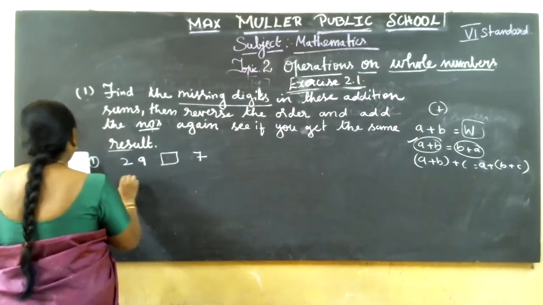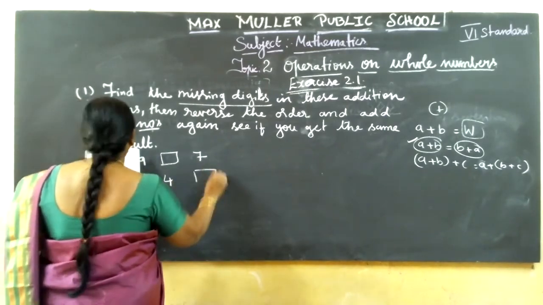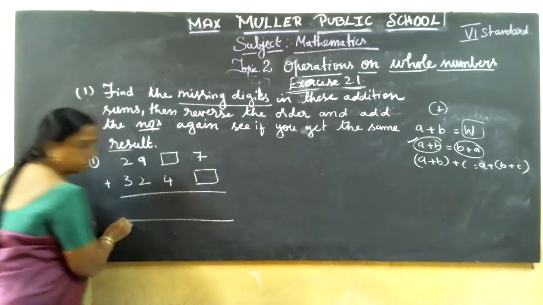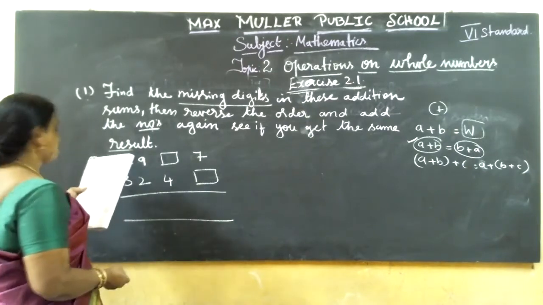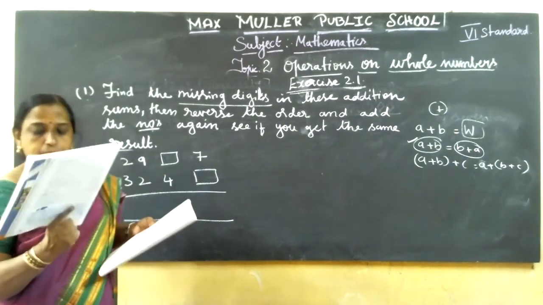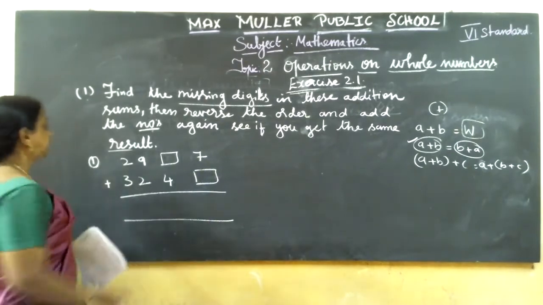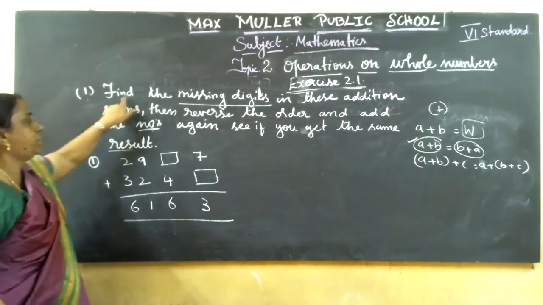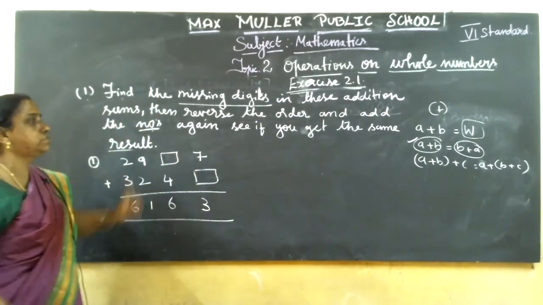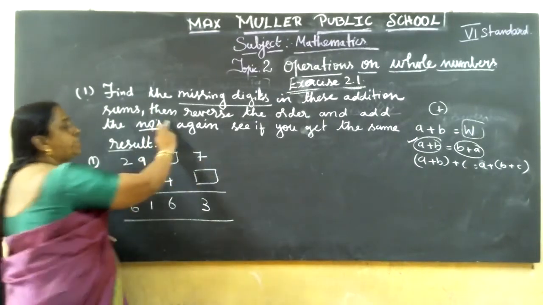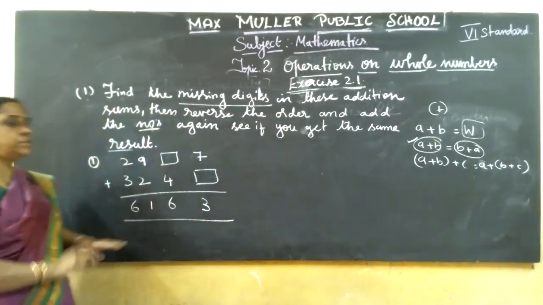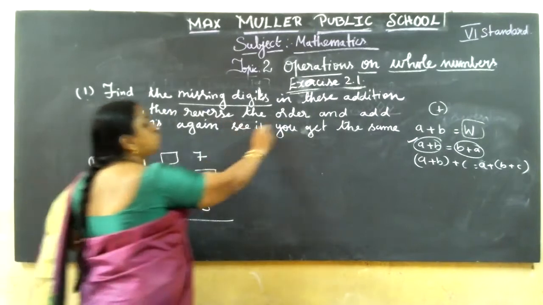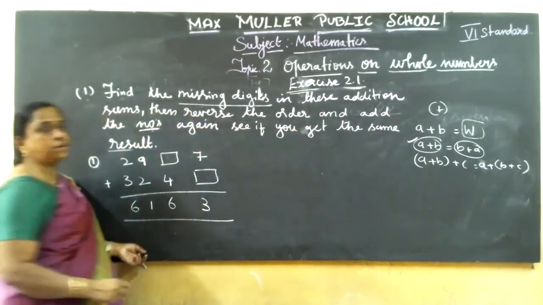29-7 plus 324 dash. This is the question, okay? So here also, six one six three. Okay. First, once again I'll read: fill in the missing digits in these addition sums. Then reverse the order. Reverse the order means what? Upside down you should do: first number second, second number first. Then again you add. See if you get the same result or not, you should check.